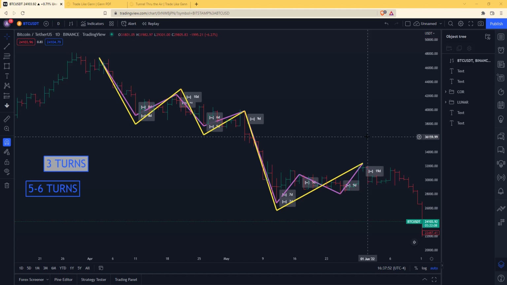So why do we need a COR cycle? There are a couple of important points that we need to think about when we seek a COR cycle. Why do we need them? The COR cycles actually pivot together. By together I mean the COR cycle will always pivot on a lunar cycle pivot.